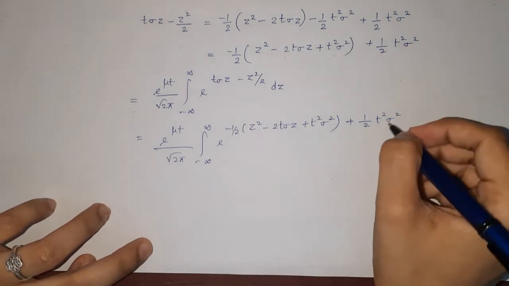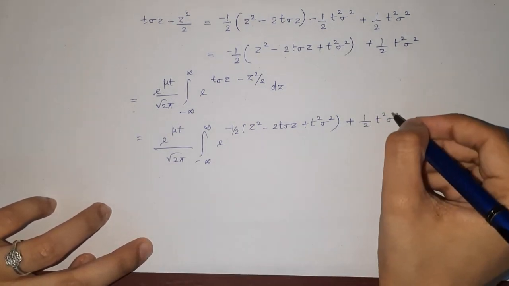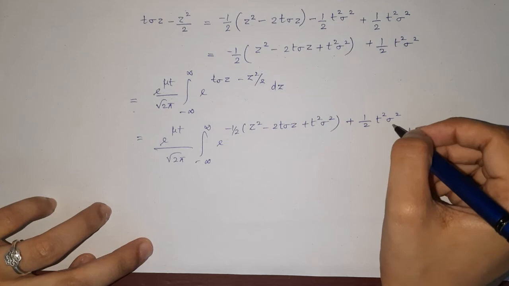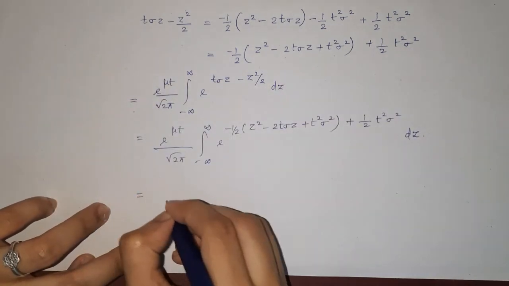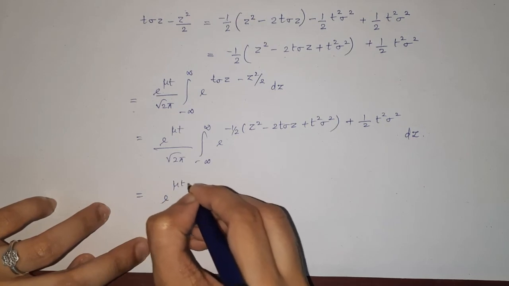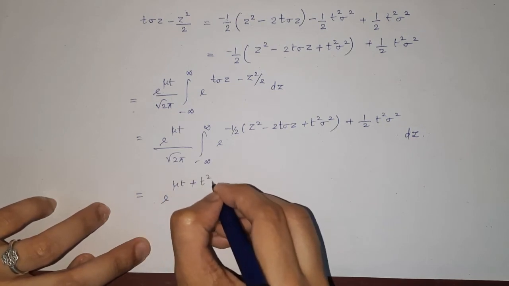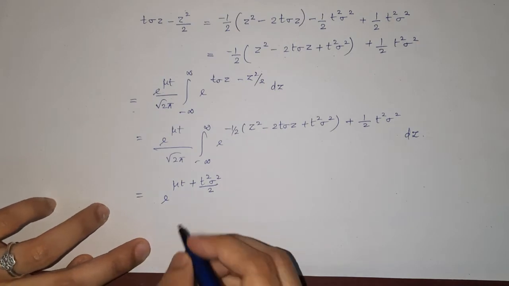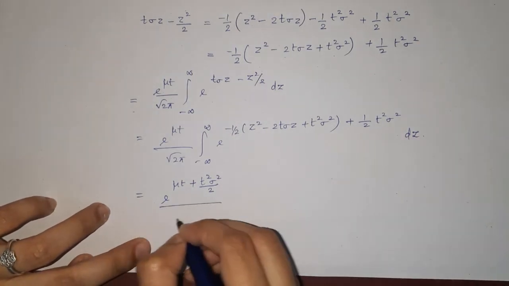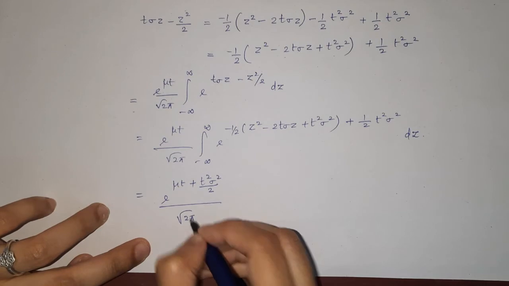So, this term doesn't have any z term. So, z variable, we can take that also outside. So, it is equal to e raised to mu t plus t square sigma square divided by 2, divided by root 2 pi.